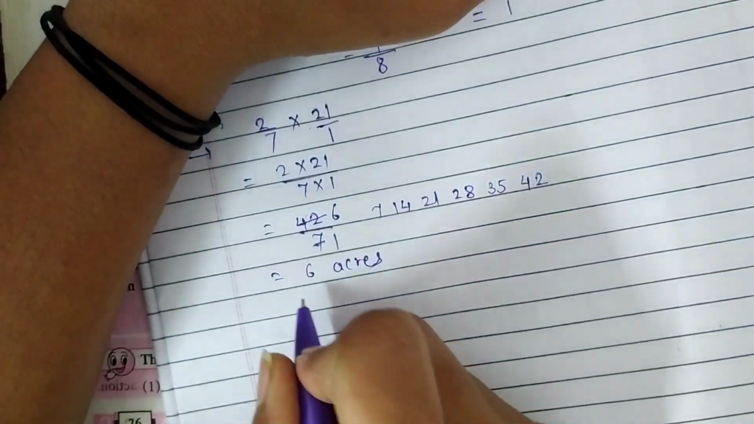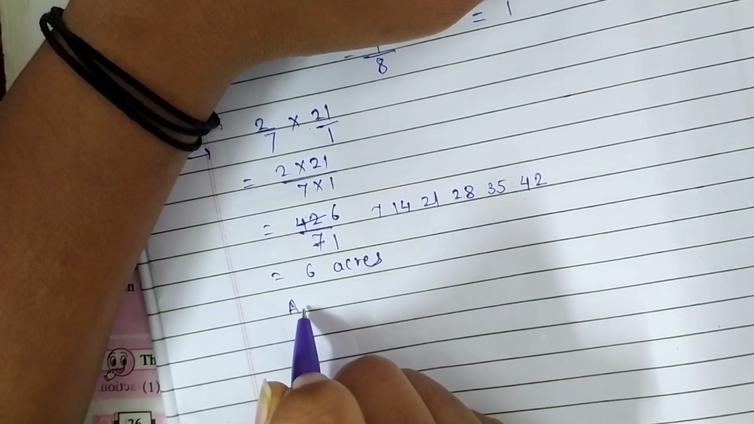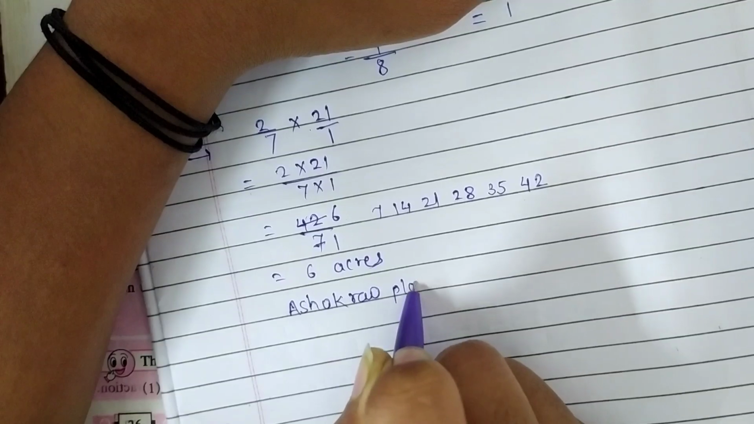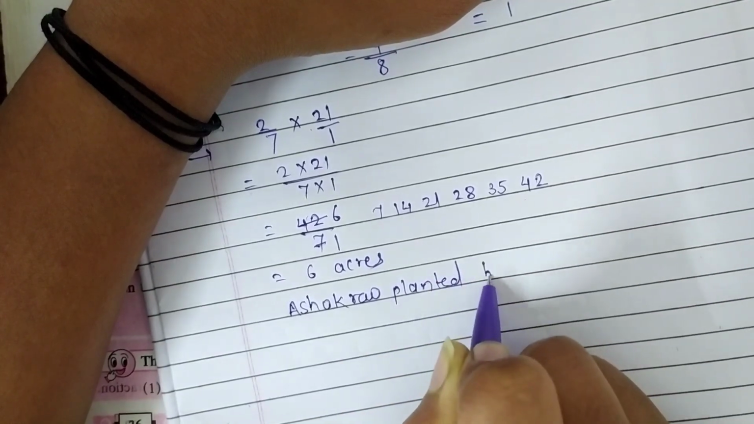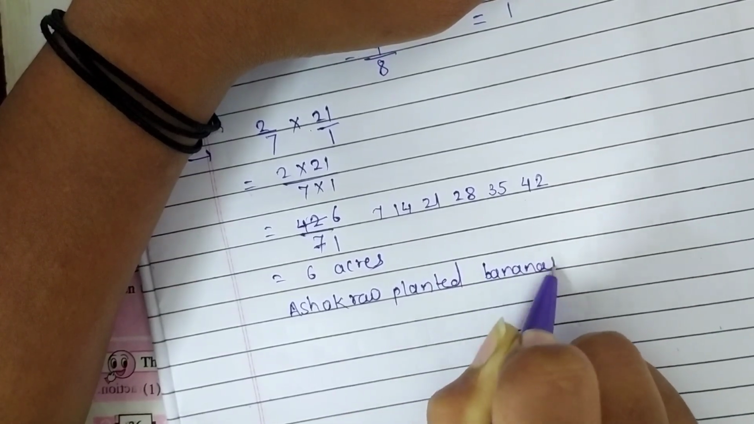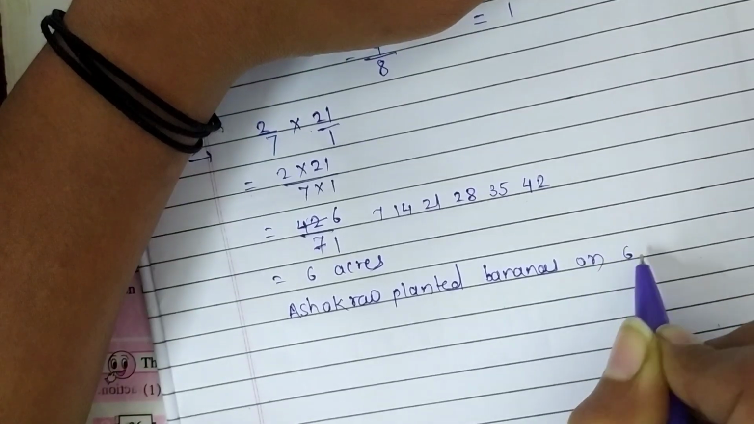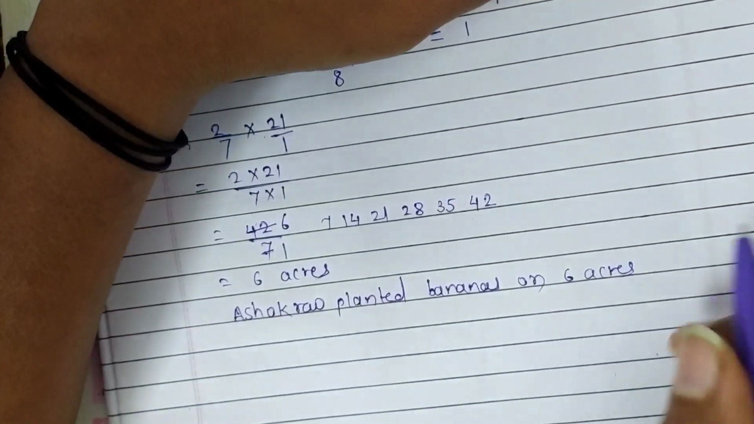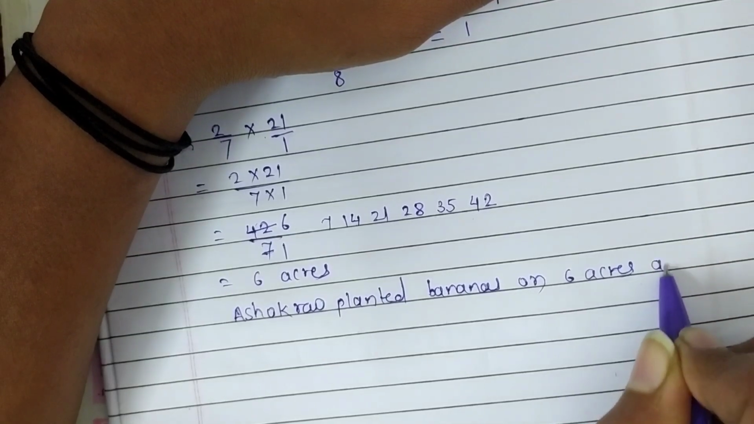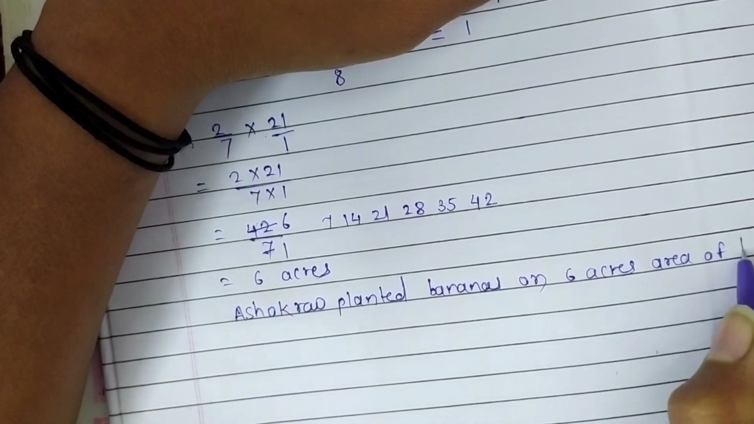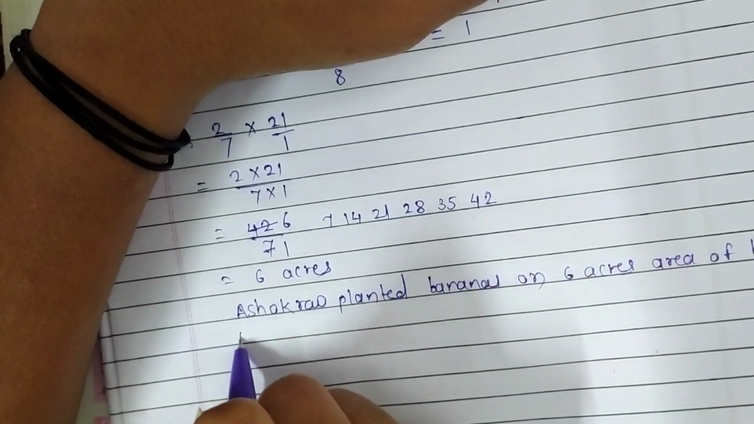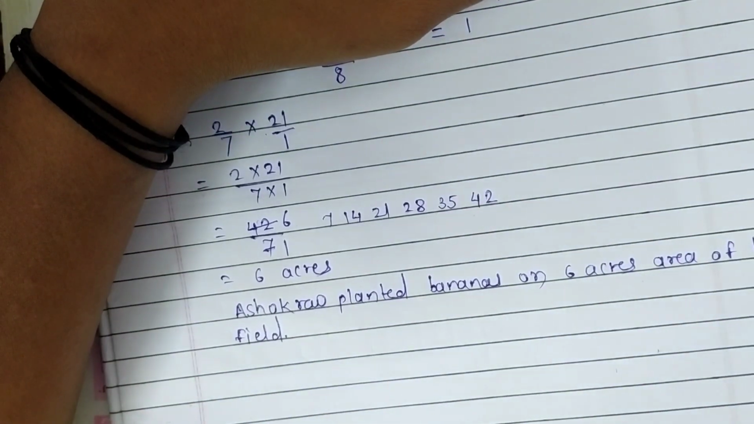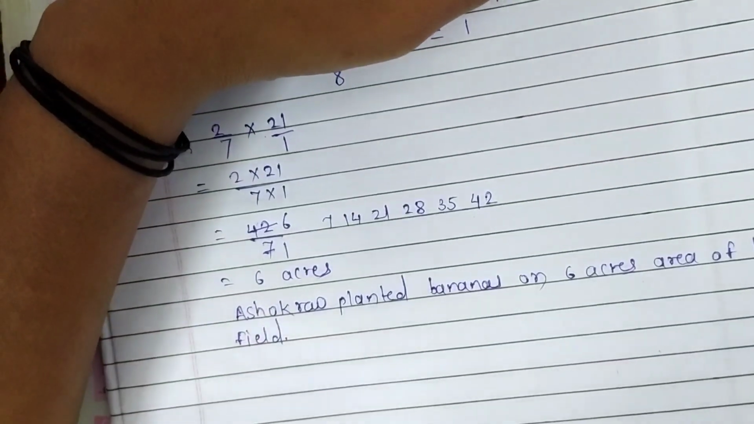You can write here as Ashok Rao planted bananas on 6 acres area of his field. Now look at the next question.